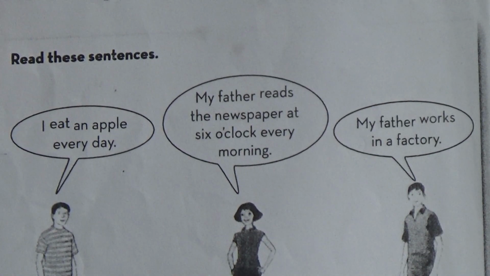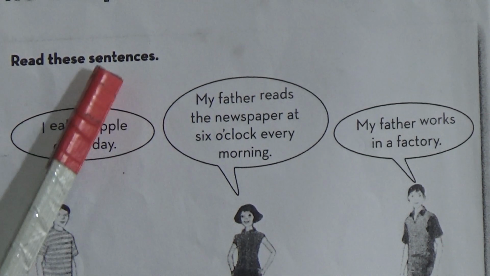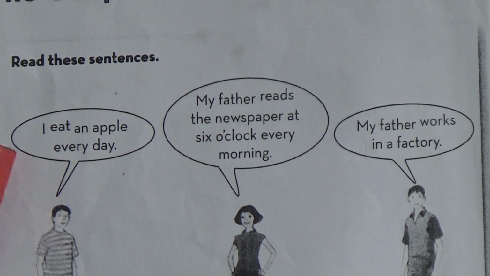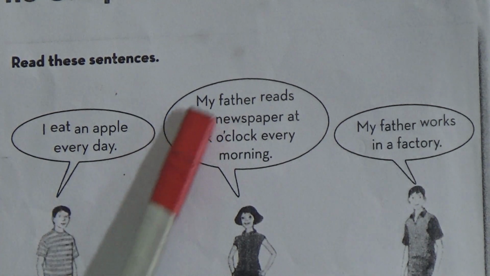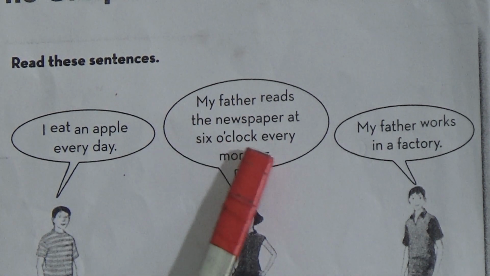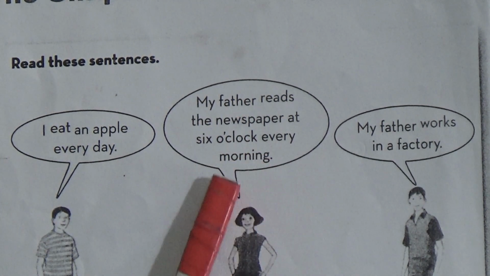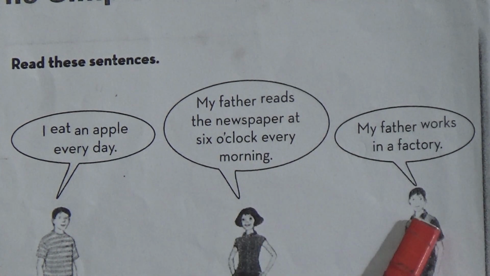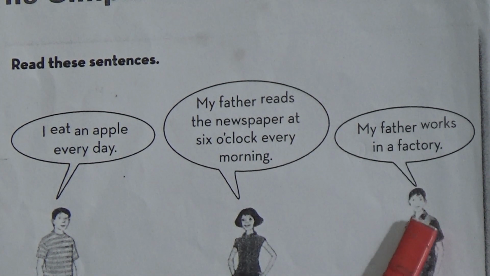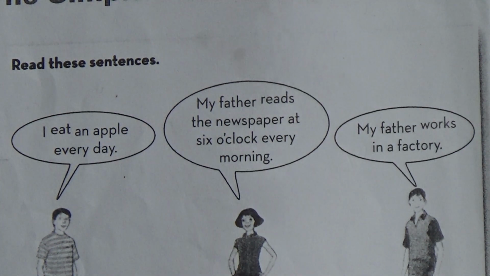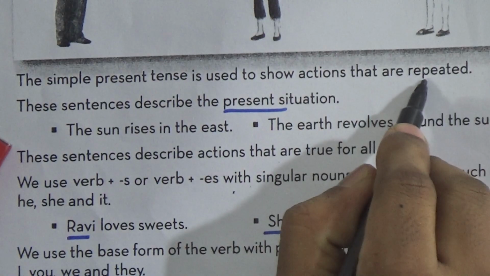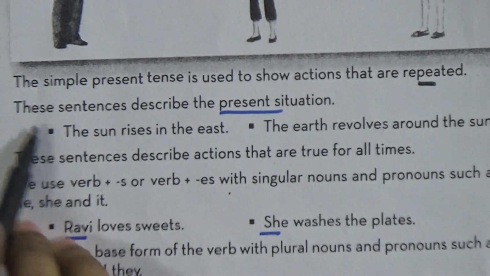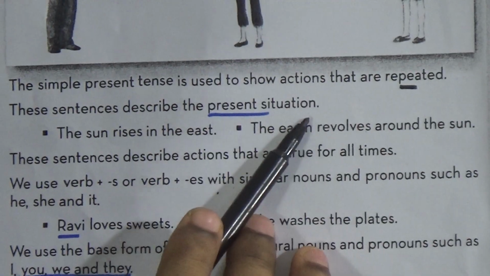So, simple present tense. Read these sentences. I eat an apple every day. My father reads the newspaper at 6 o'clock every morning. My father works in a factory. So the simple present tense is used to show actions that are repeated. These sentences describe the present situation.